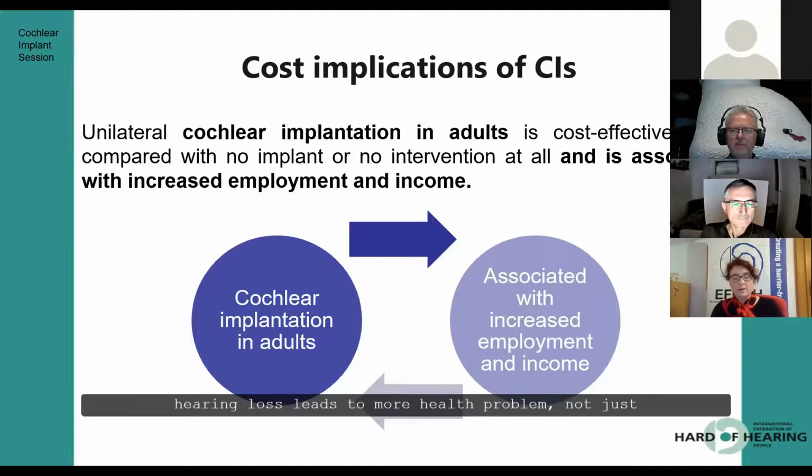Complex hearing loss, of course, leads to more health problems, not just depression. And it often affects the whole family and not just the individuals. My hearing loss has had a tremendous impact on my family and on my work. The cost of implantation is, of course, high, as is the cost of rehabilitation and follow-up care, but this is certainly significantly lower than the elimination of the consequences of non-care. Next slide, please.